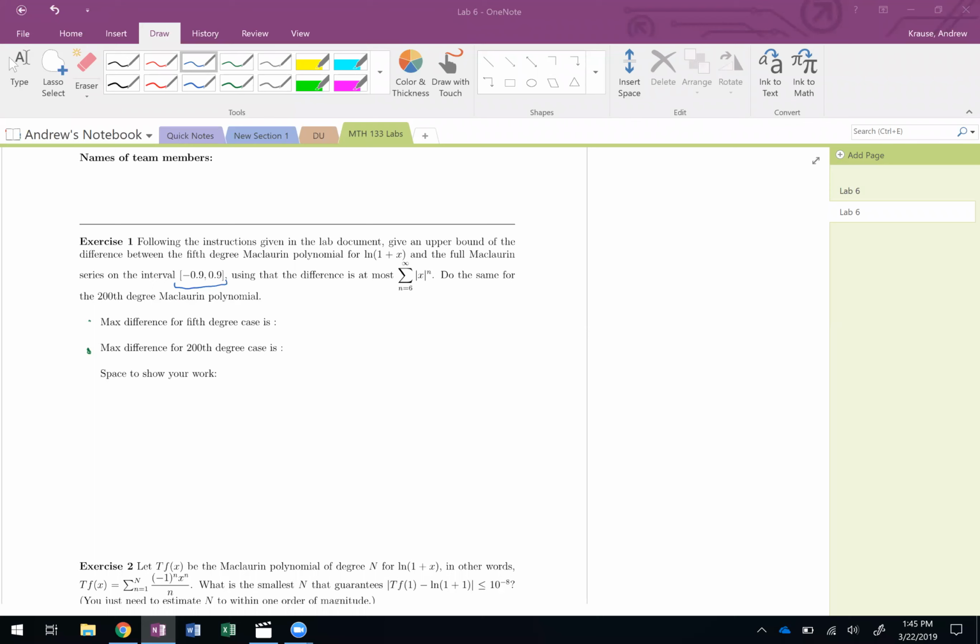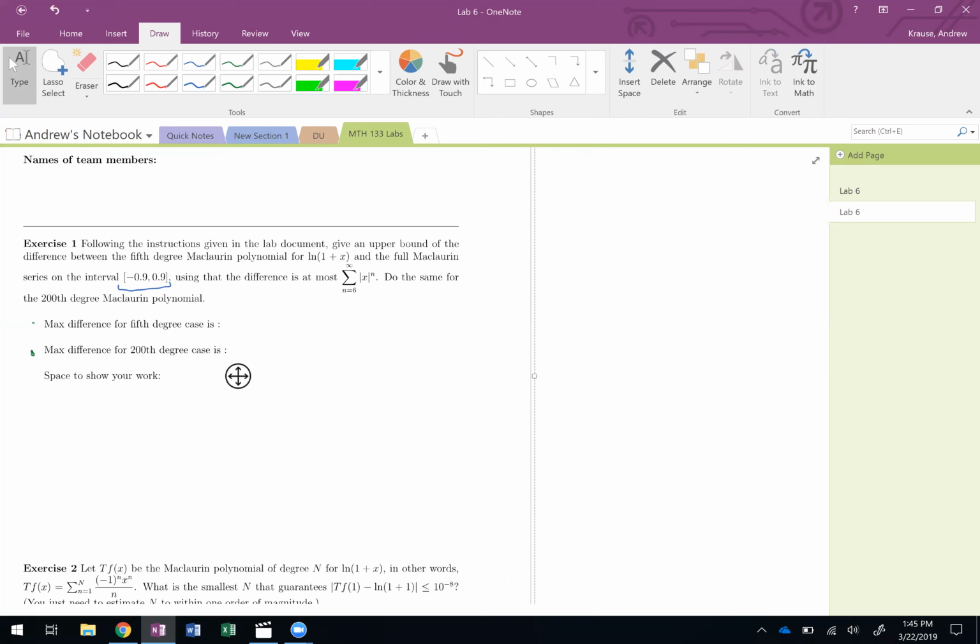Another thing to pay attention to is that this first exercise is saying that if we can figure out this sum, n equals 6 to infinity of the absolute value of x to the nth power, that sum is an upper bound to the error that happens when we cut off a certain number of terms.